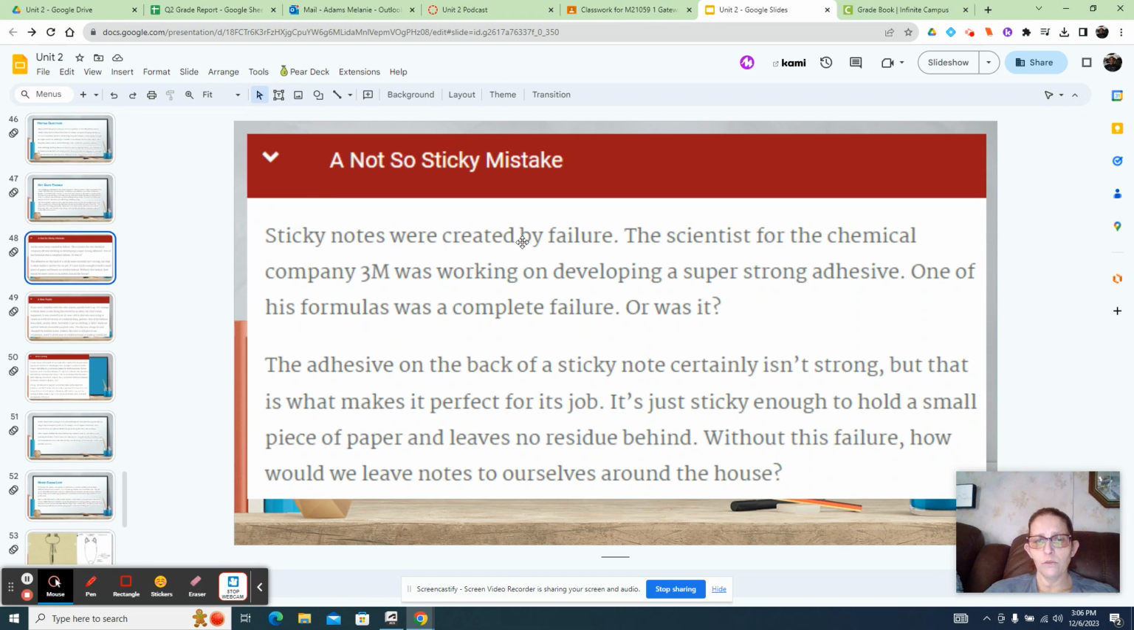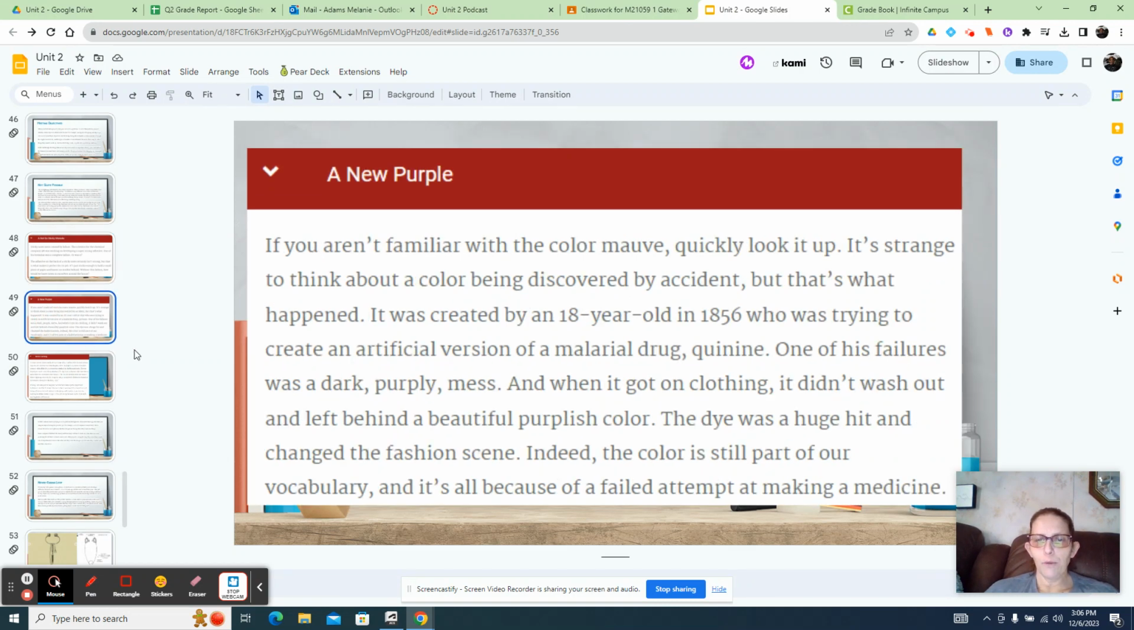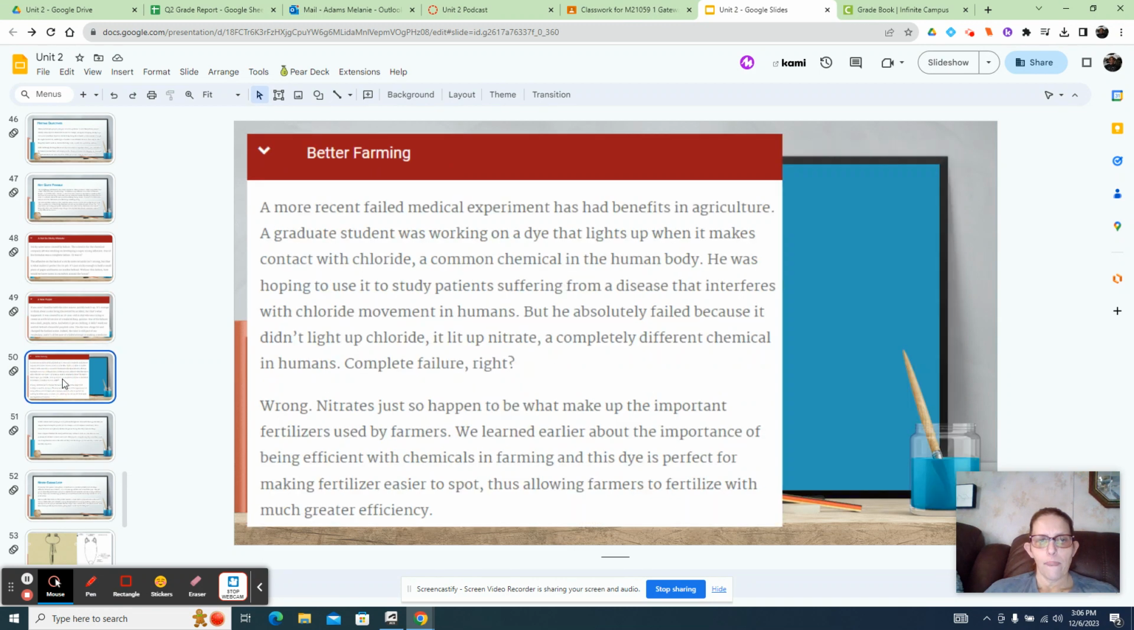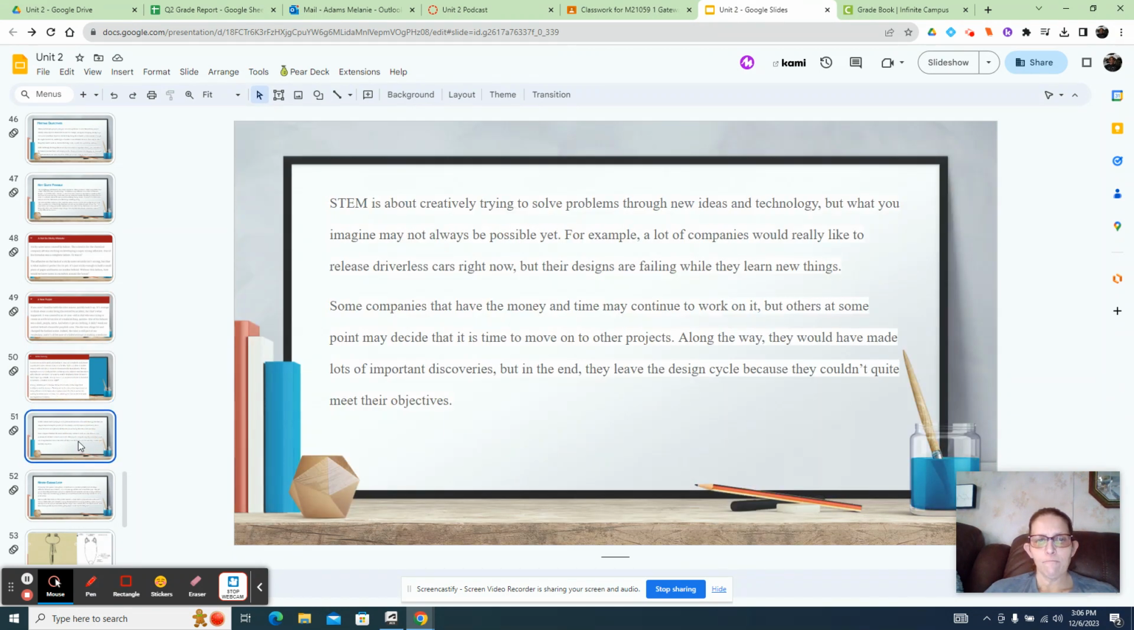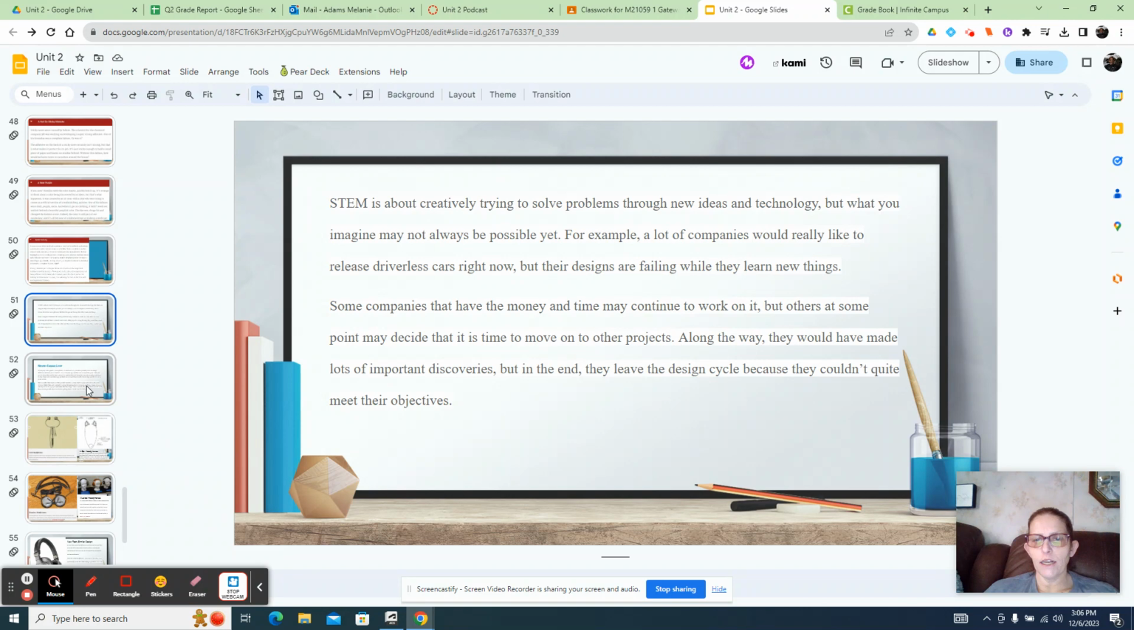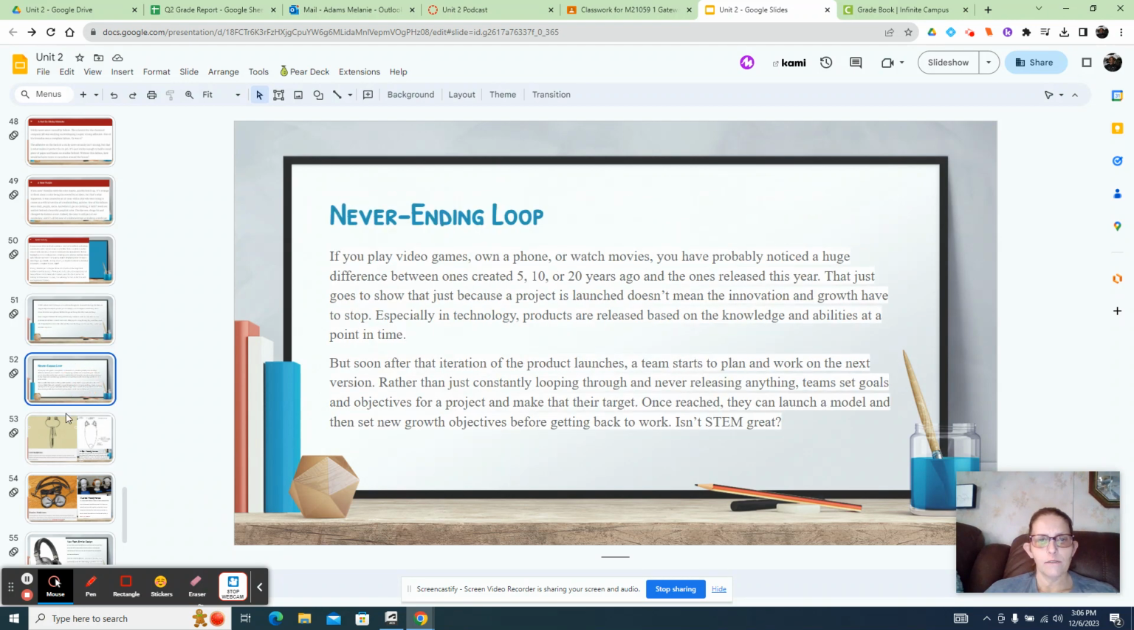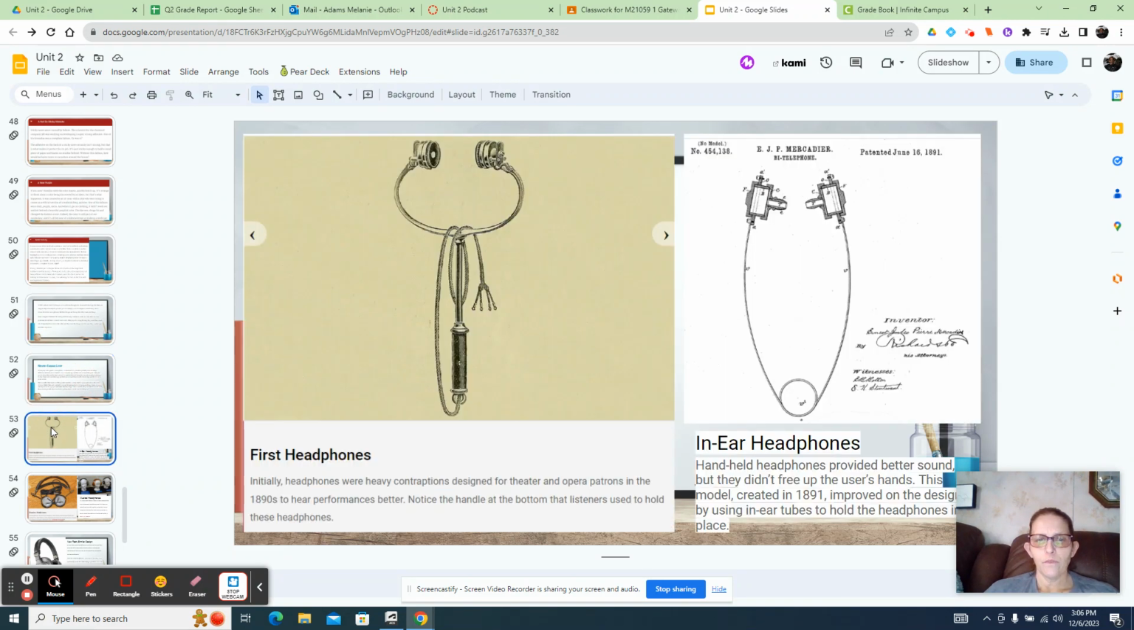Here's how sticky notes were created by accident. This is an example of how the adhesive on the back of a sticky note isn't very strong, but that's what makes it perfect. And then a new purpose, better for farming. Okay, so creatively trying to solve problems with new ideas, a never ending loop.